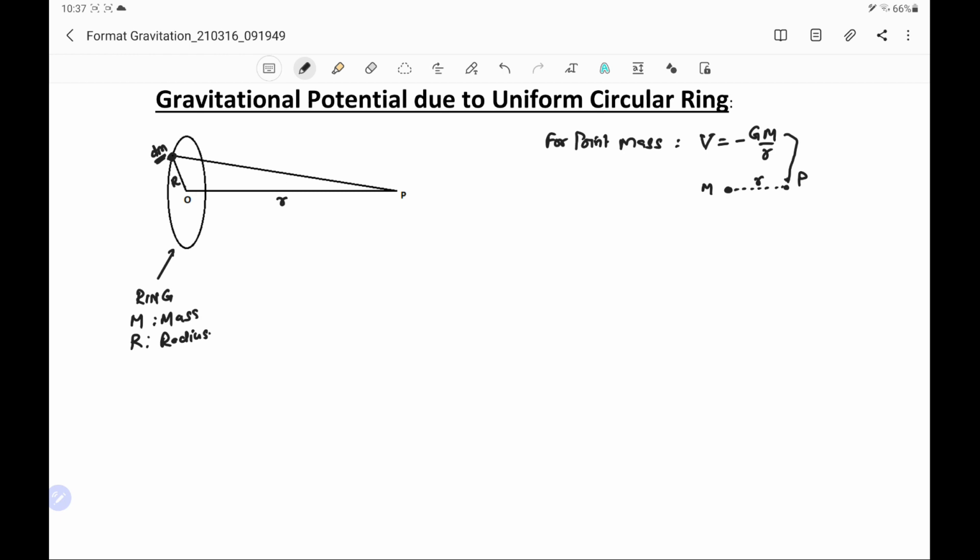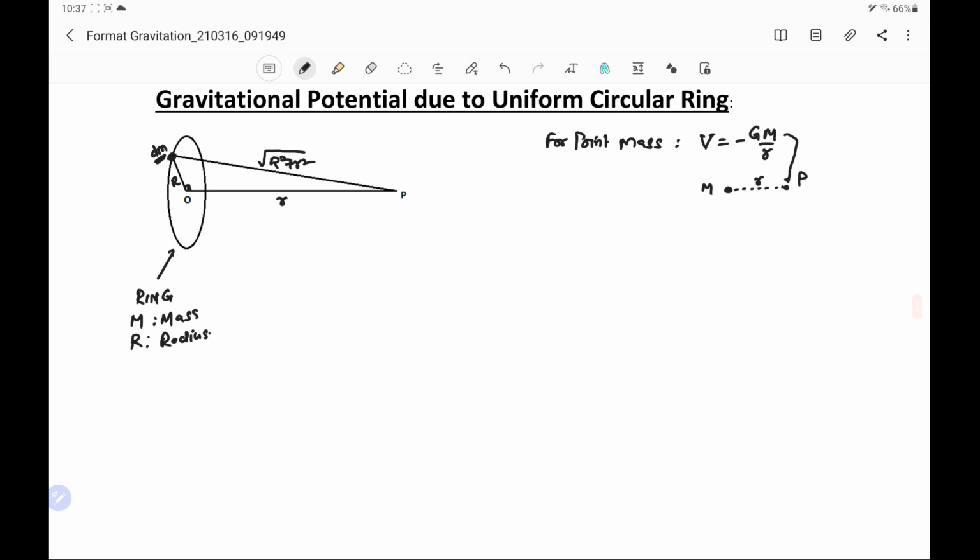So this angle is 90 degrees because the axis and the radius are perpendicular. So Pythagoras theorem gives the distance of the elementary mass from point P as root of R square plus small r square.